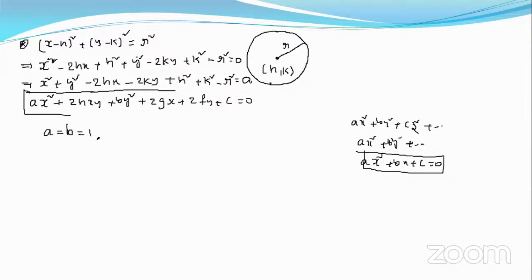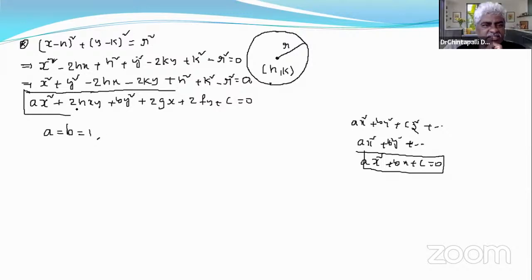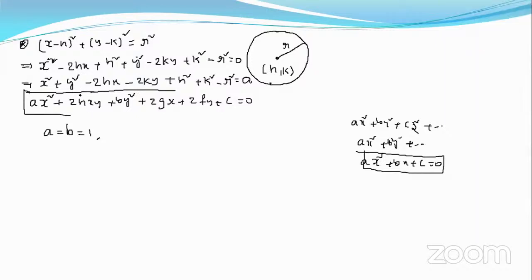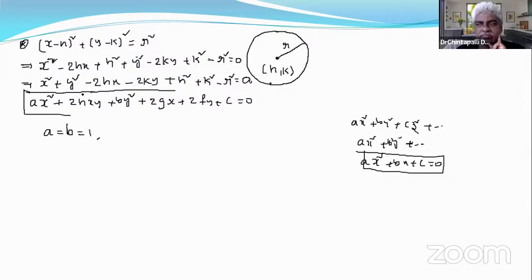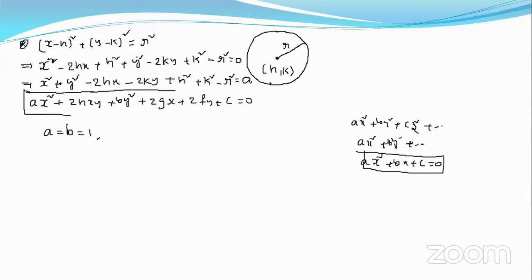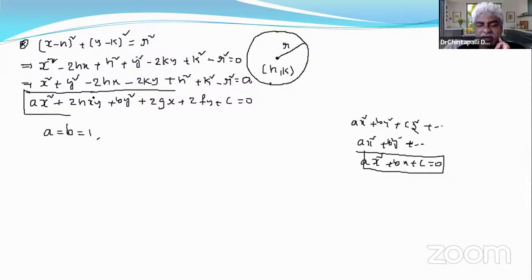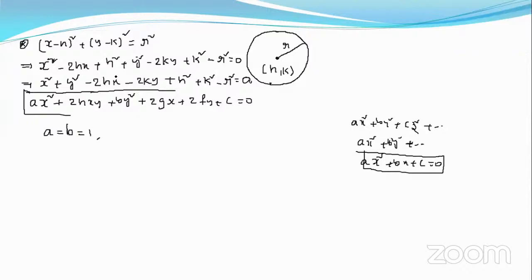What is the coefficient of xy? Here the coefficient of xy is 2h. But in our equation, there is no xy term. Is there any xy term in our equation, x into y term? Yes, sir, 2hxy is in the general equation, but in the equation obtained by us, no, sir, no xy term.